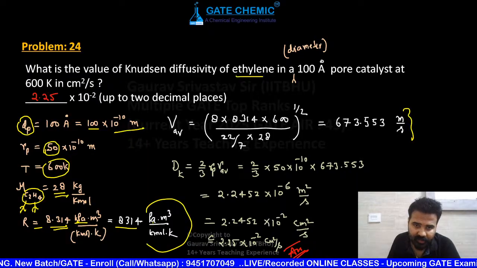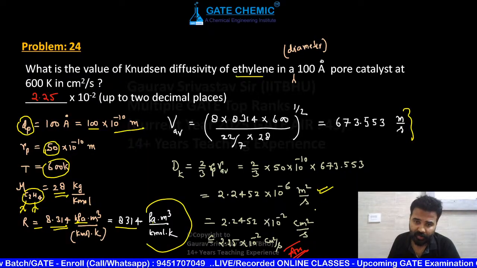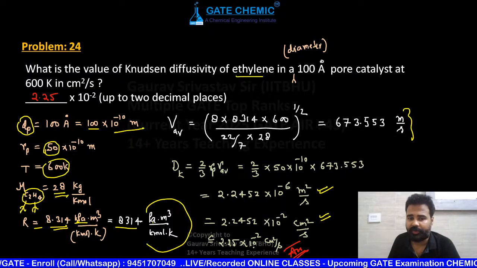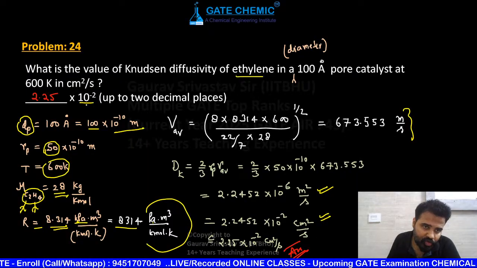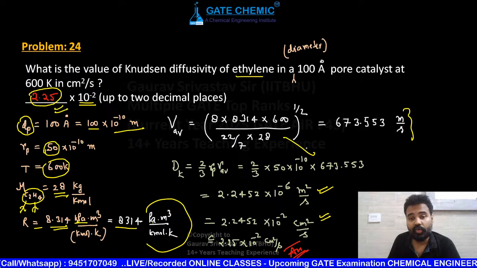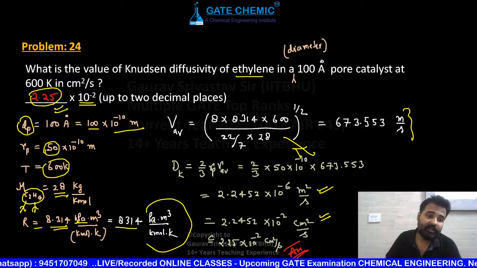Now after putting the values here, it comes in meter square per second. So don't forget to convert to centimeter square per second. Just done the conversion here, and the final answer is 2.25 into 10 raised to power minus 2. Because 10 raised to power minus 2 is already given here, we have to fill in 2.25. And please do it again, because maybe you are not able to calculate it in your calculator.